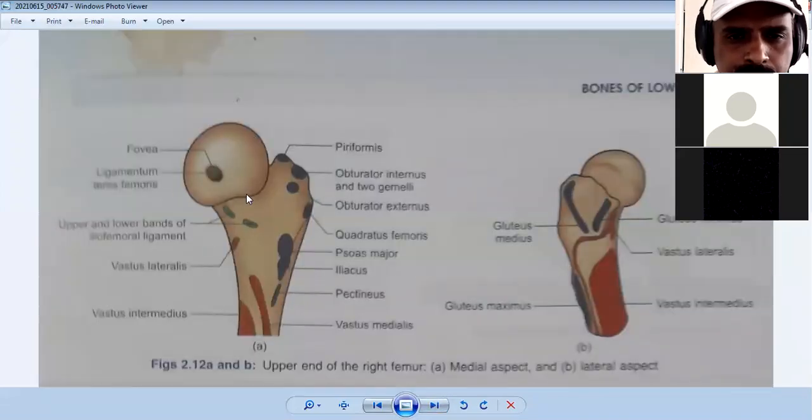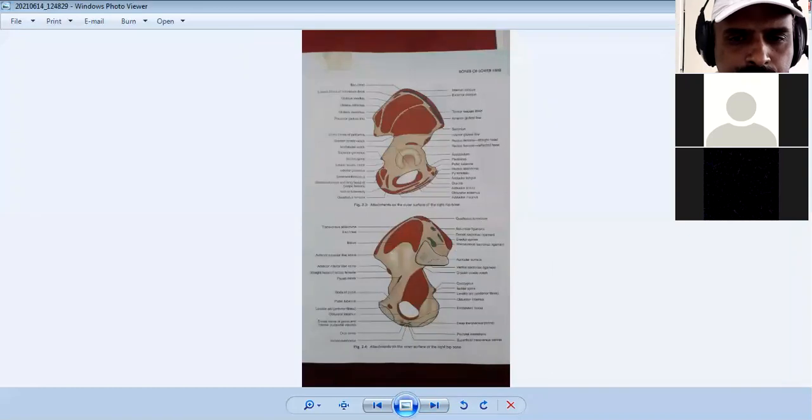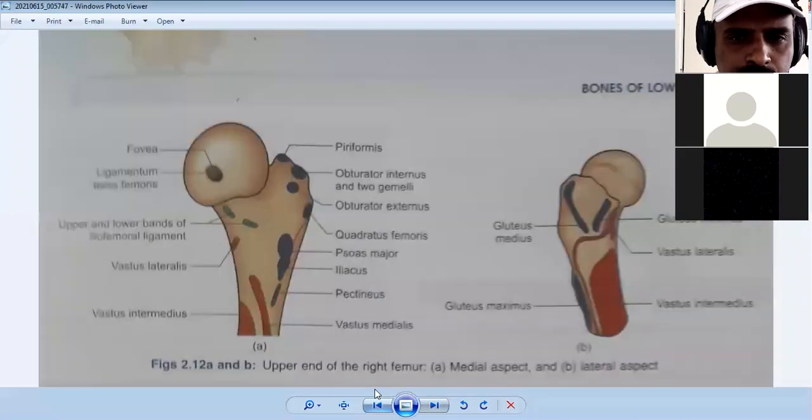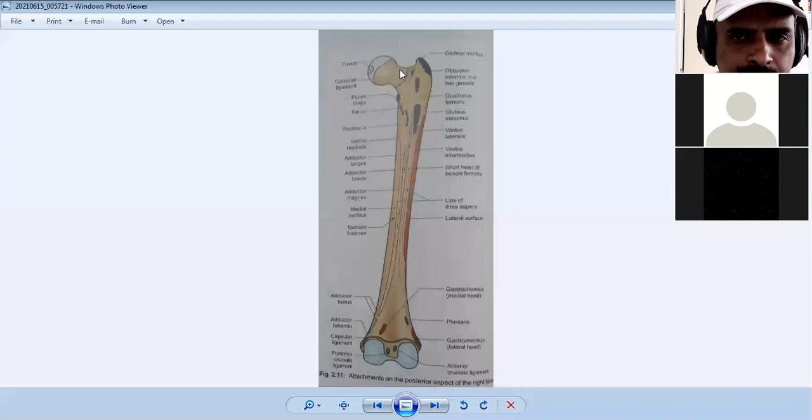When you see the upper end, this part we call the greater trochanter, and this greater trochanter is quadrilateral, quadrangular in shape, and it has an apex, and it has anterior, posterior and lateral surfaces. On the medial aspect, it has the intertrochanteric fossa. On the medial side, on this area, we get the intertrochanteric fossa. That is all we have to remember in the femur.